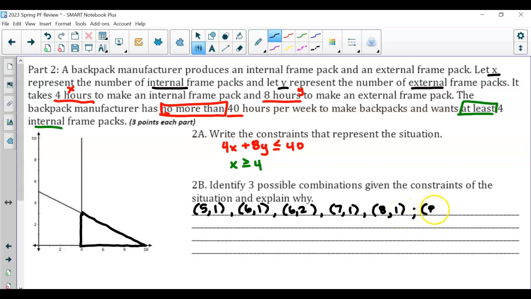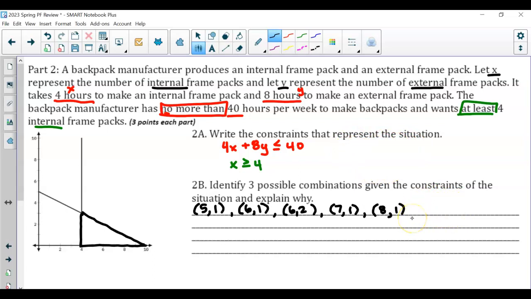Well, always then go back and maybe check, right? If I want to list 8, 2, this is my x and this is my y, right? So here in the first equation, 4 times 8 plus 8 times 2. Well, that is 32 plus 16, which is 48. So is 8, 2 a solution? No, because it's greater than 40. So notice how 8, 2 is out of that range. So 8, 2 should not be listed.